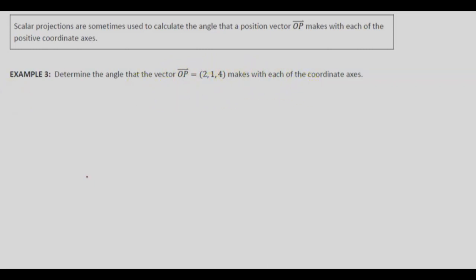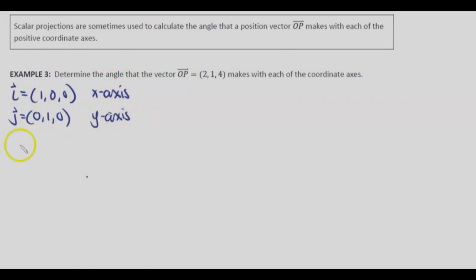So, if we remember these components, vector I is going to be 1, 0, 0, and then this is going to lie on the x-axis. Vector J is 0, 1, 0, and that lies on the y-axis. And vector K is 0, 0, 1, and that lies on the z-axis.